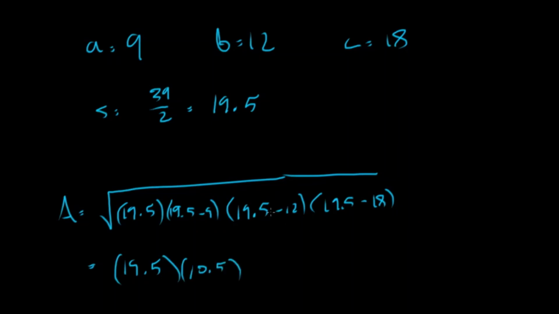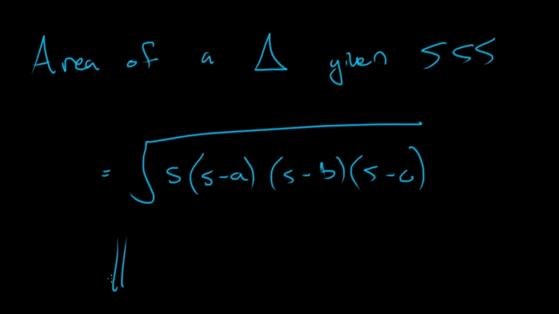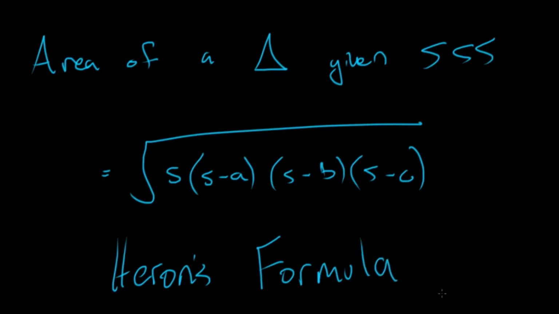This is going to be 7.5. And this is going to be 1.5. And the product, and then square rooted, is 47.994 units squared. And there you have it. That is Heron's formula, Heron's formula for the area of a triangle.